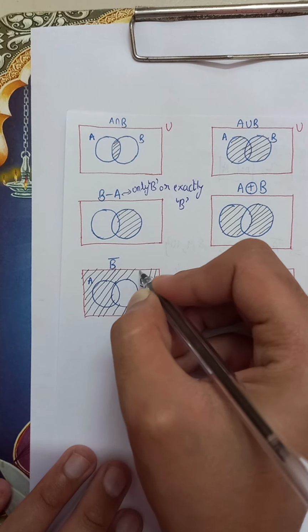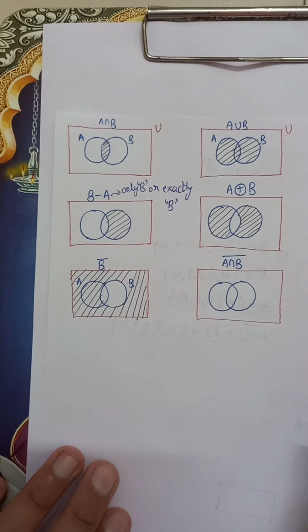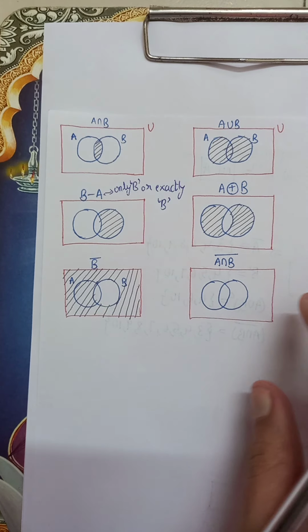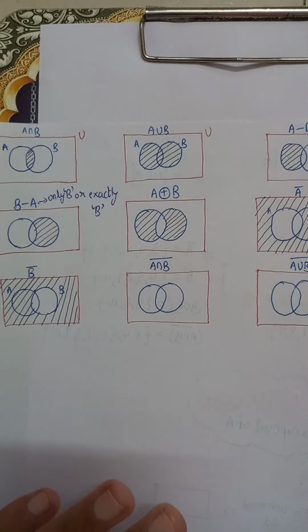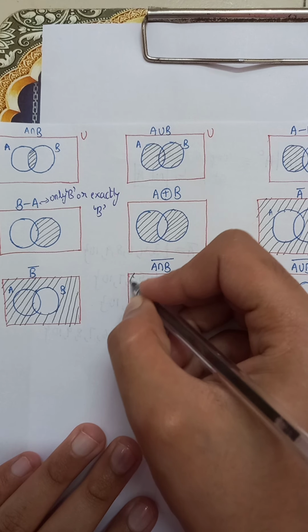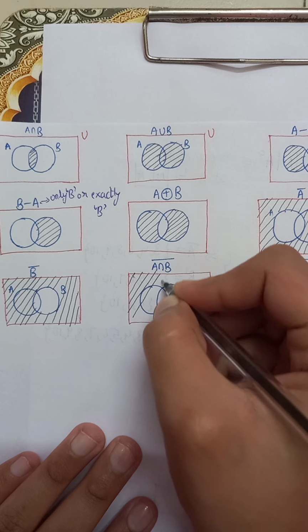Why will you shade everything except B? Because that is the definition of complement. B complement means not B. And here, A intersection B complement means you need to shade everything excluding the common region of A and B.